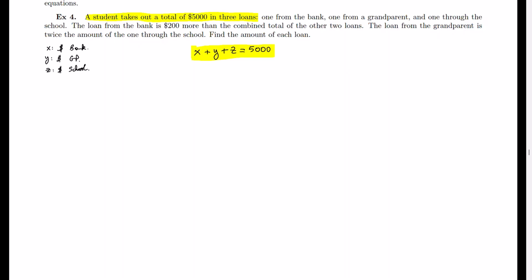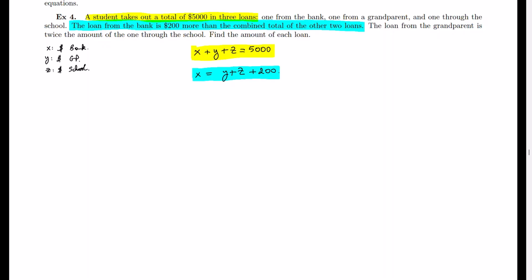Now, in the second sentence, we're told that the loan from the bank is $200 more than the total of the other 2 loans. So the bank loan is what we're calling X in this case. The word is in math means equal. It's $200 more than the combined total of the other 2 amounts. The other 2 amounts are basically the other 2 variables, Y and Z, but X is 200 more than this. So we're going to take this quantity and add 200 to it. So that is the translation of the second sentence that we have in this problem.